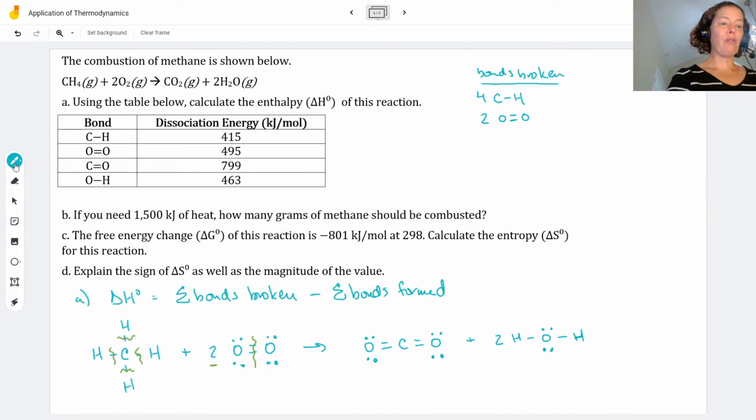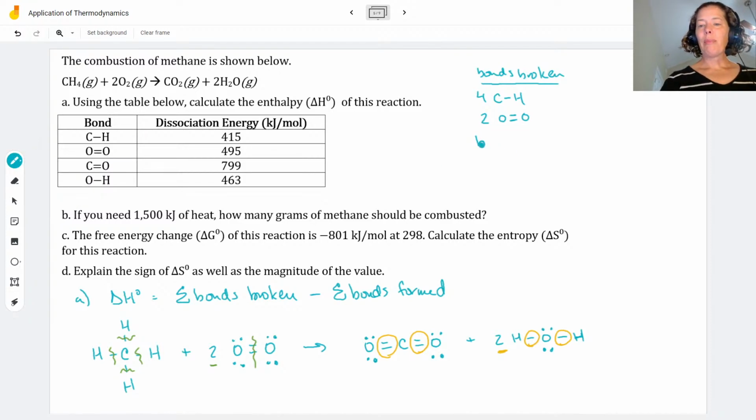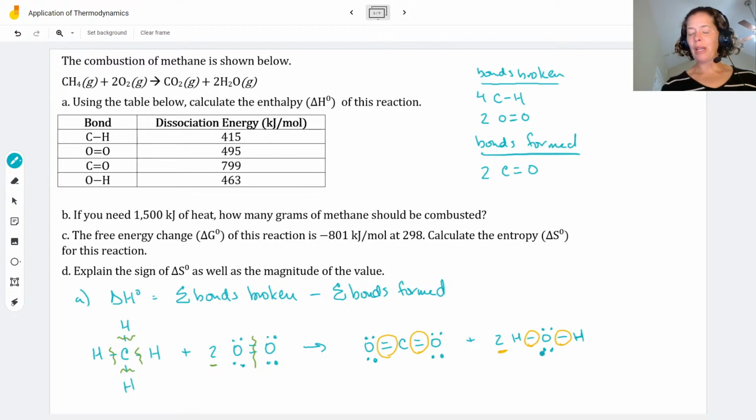Let's take a look at my bonds that are formed. I'll use a different color here. Let's use yellow. So I have 2 carbon-oxygen bonds here. Yep, those are not preserved from the reactant, so those are new bonds that are formed. And also I've got my oxygen-hydrogen bonds right here. These are also formed. Don't forget you have a 2 here, so that is a multiplier. So if I look at my bonds formed, I have 2 carbon double bonded to oxygen formed, and I have 2 times 2, I have 4 hydrogen-oxygen bonds formed.